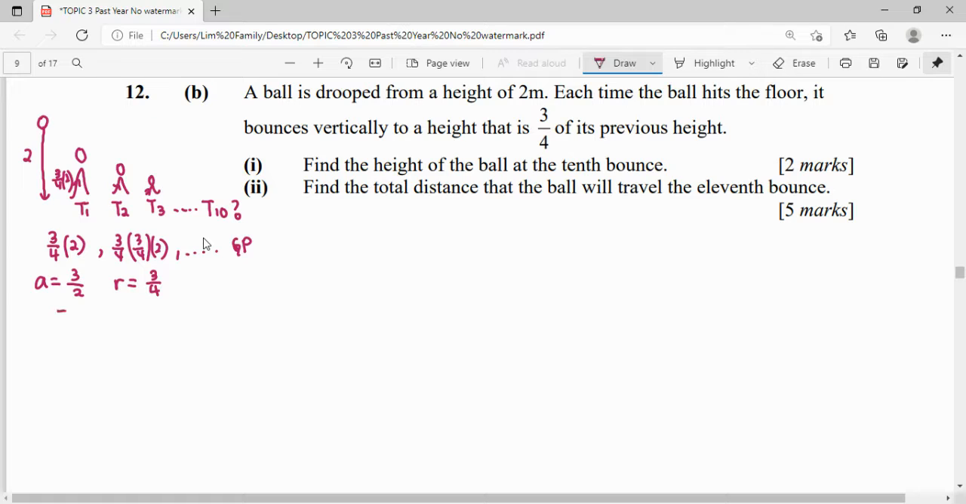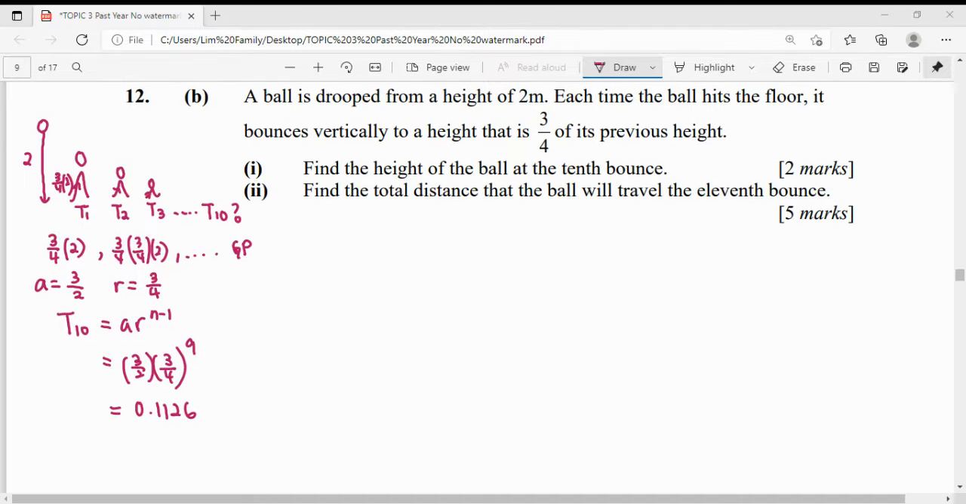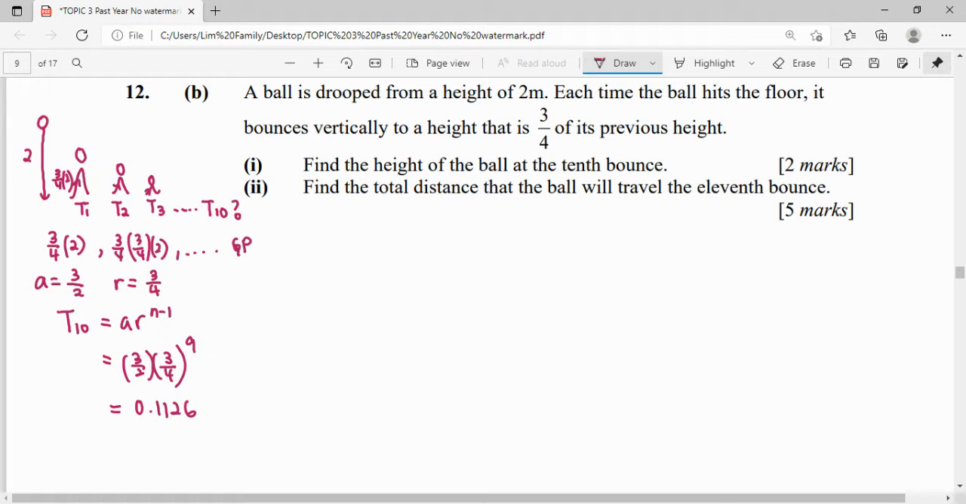So when they ask us to find the height of the 10th bounce, it means T10. So for T10, the formula is A R to the power n minus 1. Where our A is 3 over 2, R is 3 over 4, and then n minus 1 will become 9. So this will give us the answer, so that will be our height.